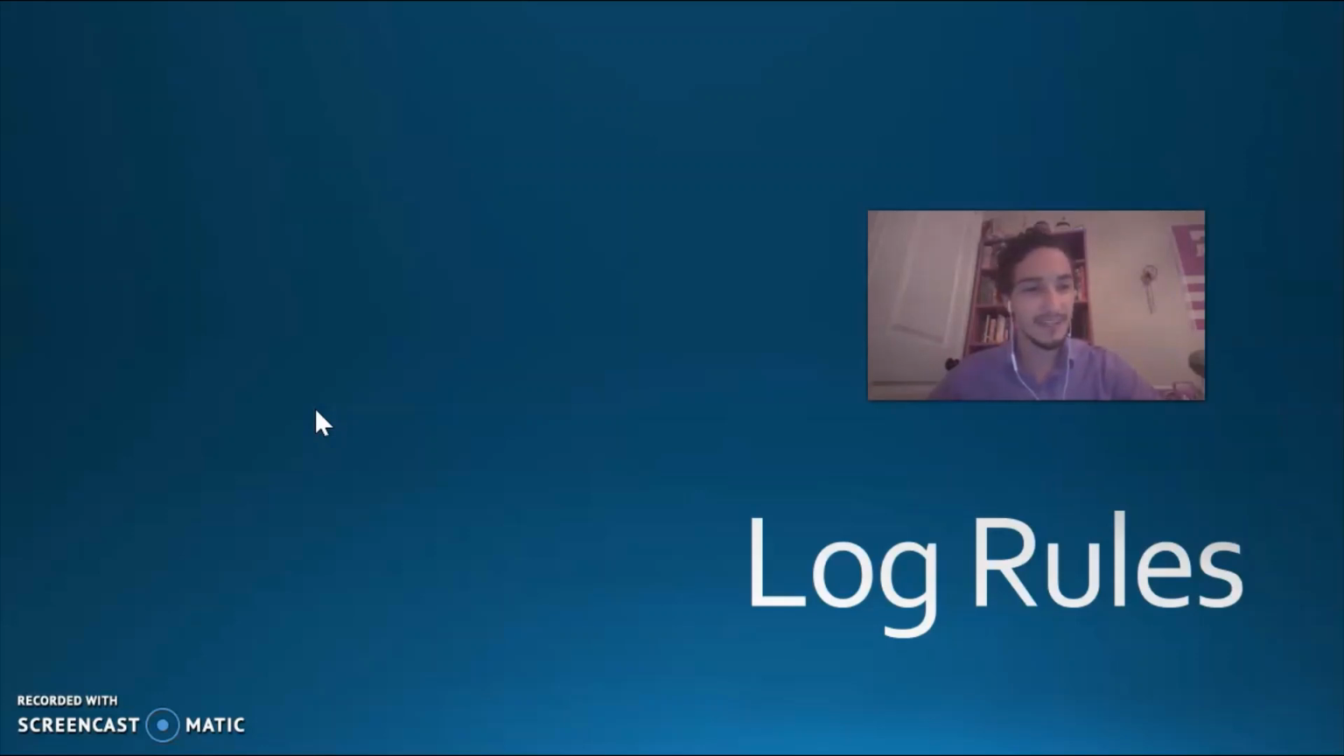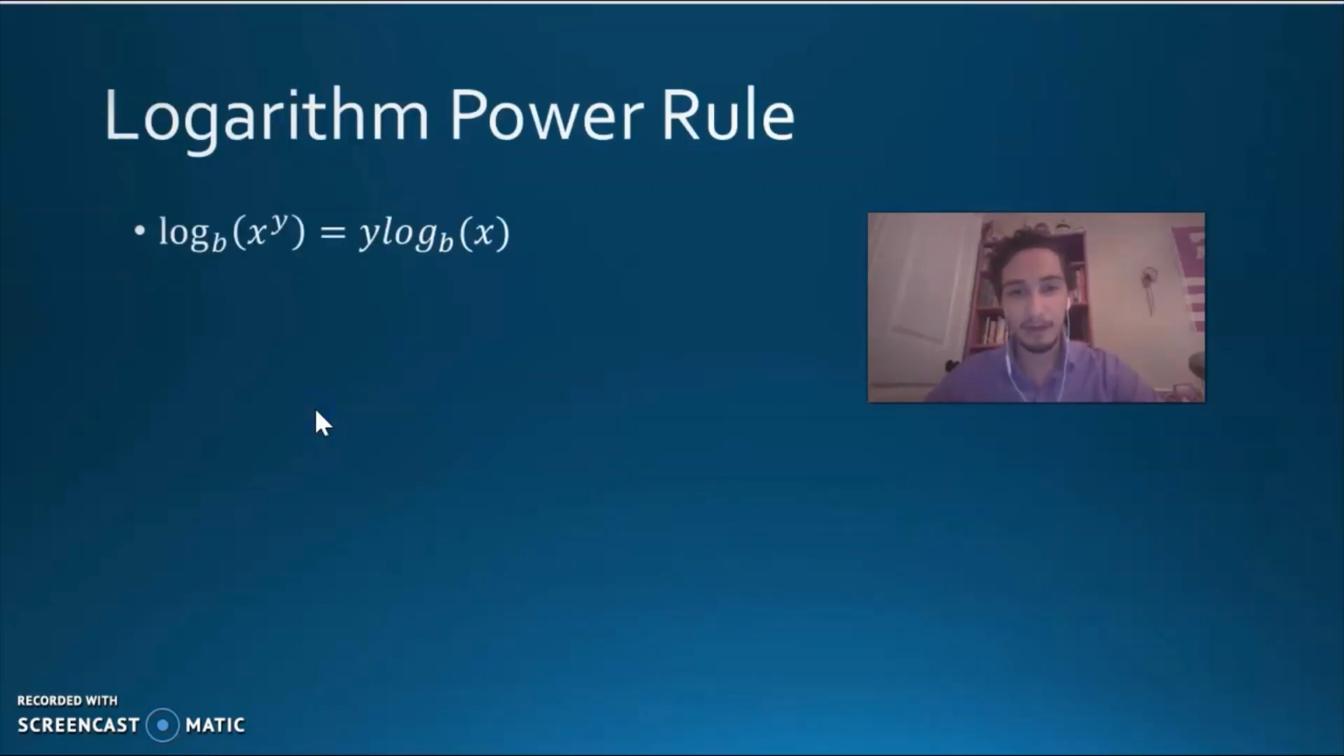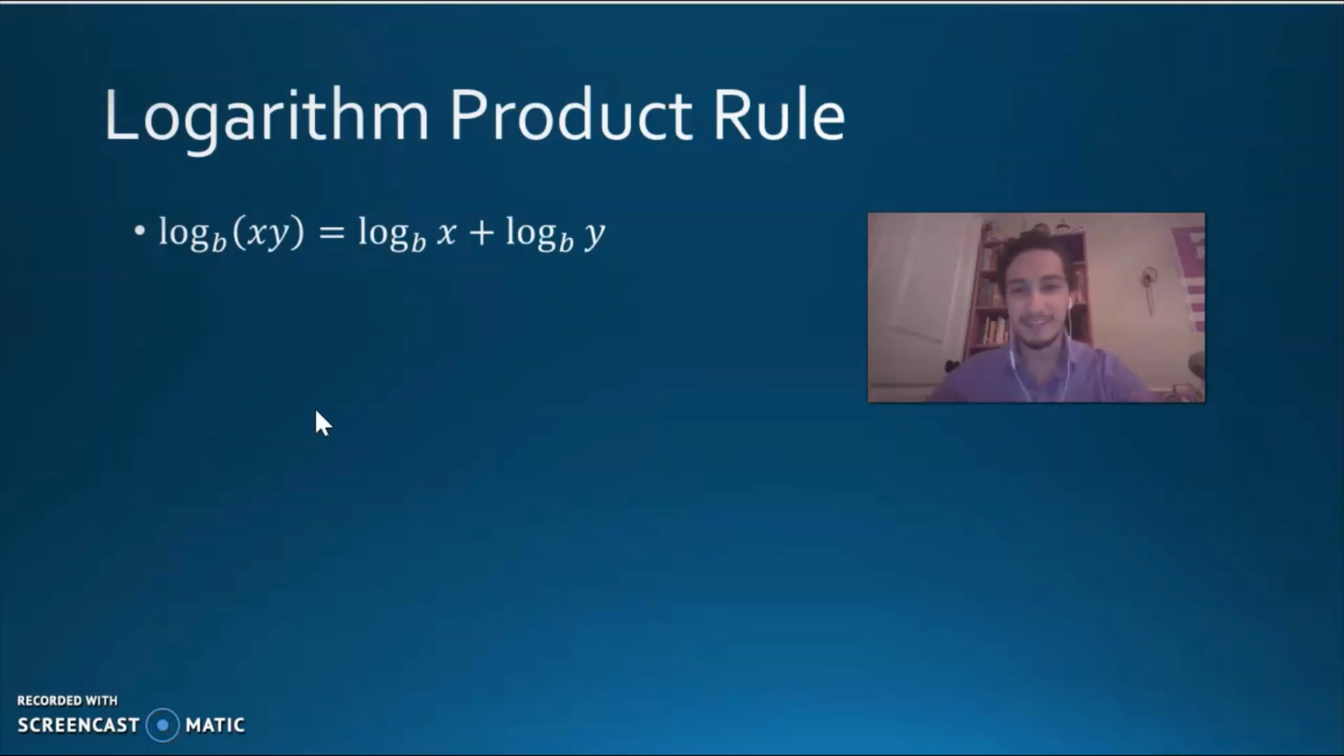So the first one we're going to discuss is the logarithmic power rule. So the log power rule states that log base b of x raised to the power of y is going to be equal to y times log base b of x. And here we're just using b as a generic base. It could be any number, really. The next one we're going to discuss is the logarithm product rule, which states that log of x times y is equal to log of x plus log of y.